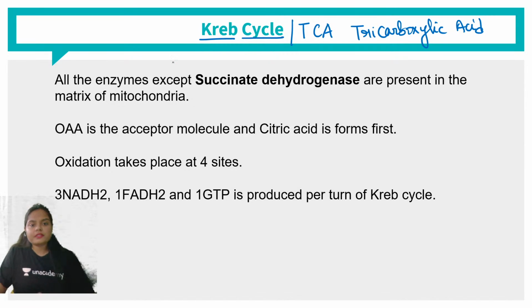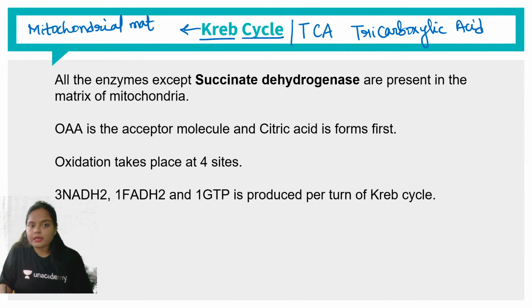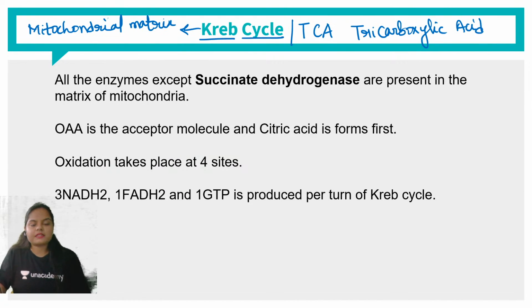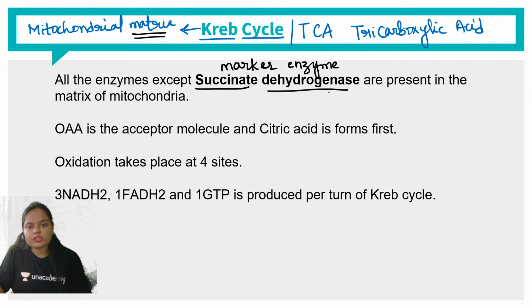So see, first of all, this Krebs cycle is taking place in the mitochondrial matrix. That means all the enzymes involved in the Krebs cycle are present in the matrix of mitochondria, but there is one special enzyme, also known as a marker enzyme. Which enzyme? The marker enzyme is succinate dehydrogenase. And this enzyme, my dear students, is found in the inner membrane of mitochondria. It is not present in the mitochondrial matrix.